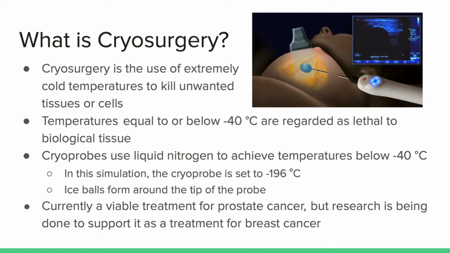In this simulation, the cryoprobe is set to -196. However, anything below -40 is fine. Ice balls form around the tip of the probe, and this temperature is then distributed throughout the tissue. Currently, cryosurgery is viable as a treatment for prostate cancer, but research is being done to support it as a treatment for breast cancer as well.